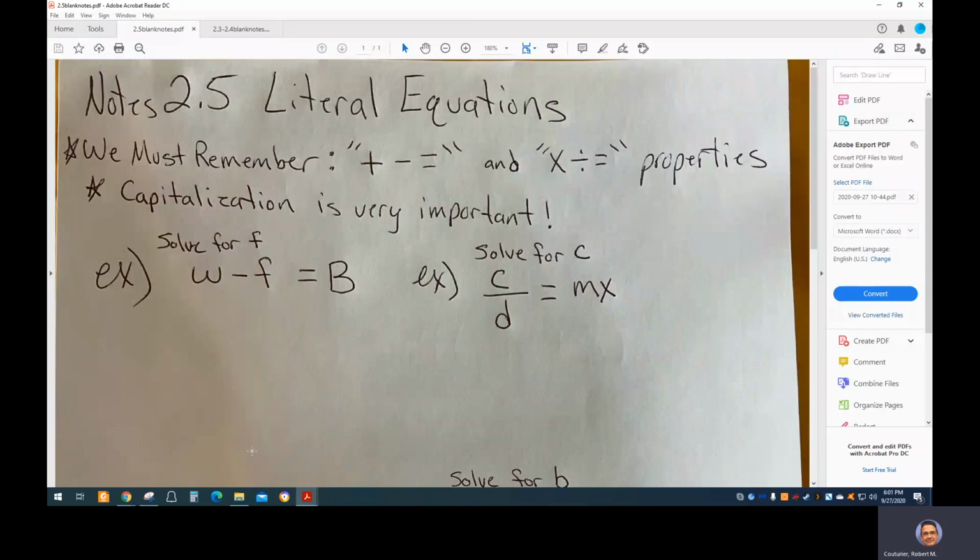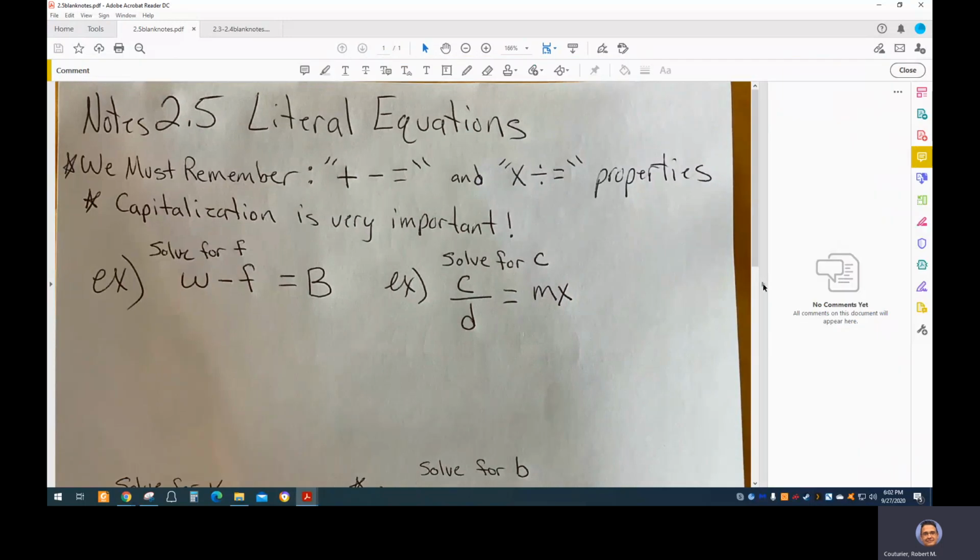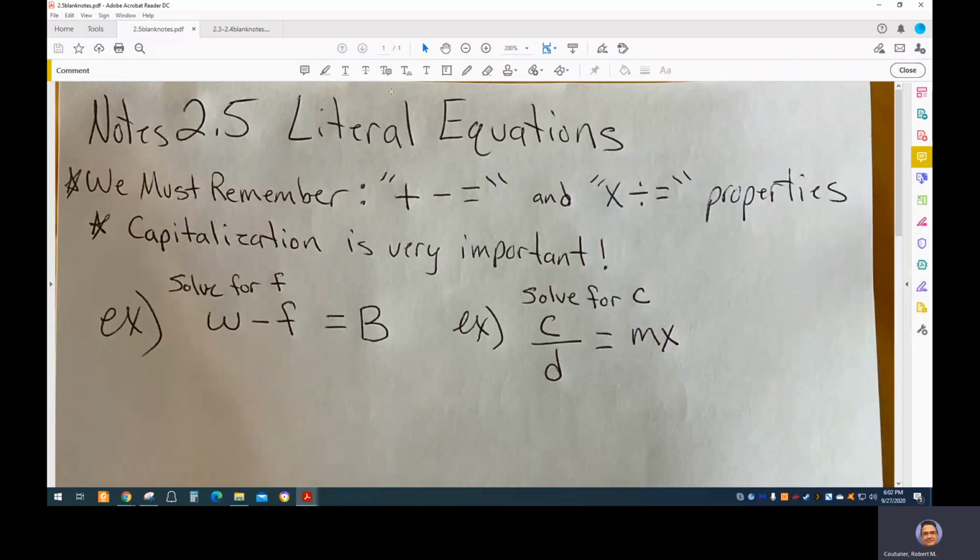Well, hey everybody, today is an interesting day. We are starting to progress again down our chapters. This time we are going to be in, again, chapter 2, but we are in section 5, literal equations. So chapter 2, section 5, and we're dealing with literal equations.